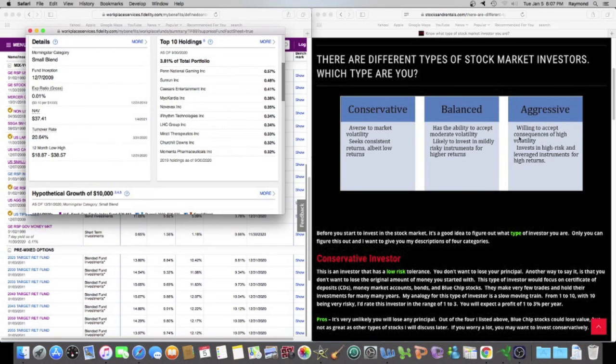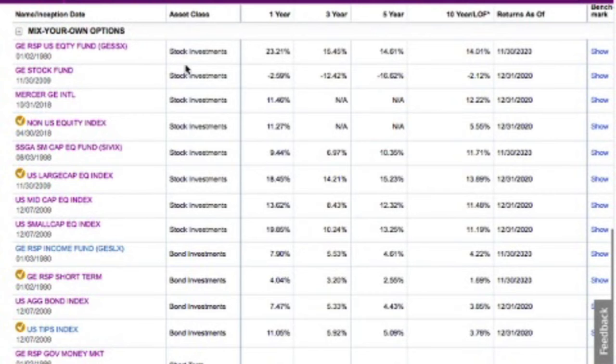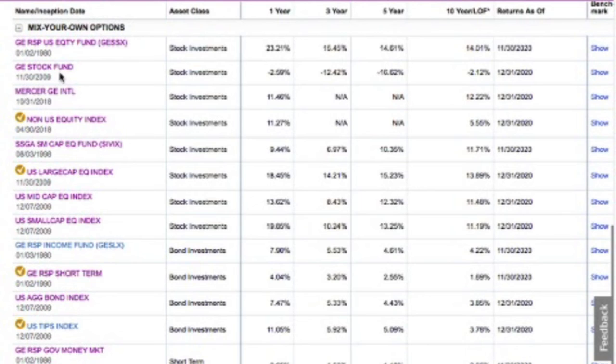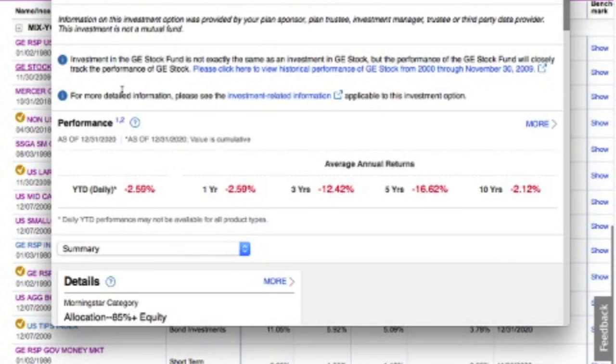This is what this guy would do, the aggressive investor. So what choice do they have in this account? I just told you stock investments. The balanced guy will pretty much gravitate to those. Well, you still have to pay attention to your funds and the fund names and click on them. This says stock investment, which is very true, but it says GE stock fund. So this is a fund that only has one stock. This is very risky. This is the riskiest fund within all the funds that you can choose from. So let's click on it just so I can show you that it's only GE stock here.